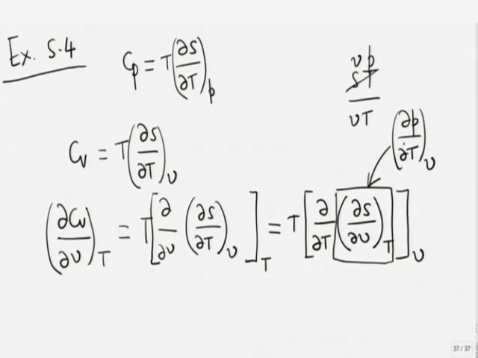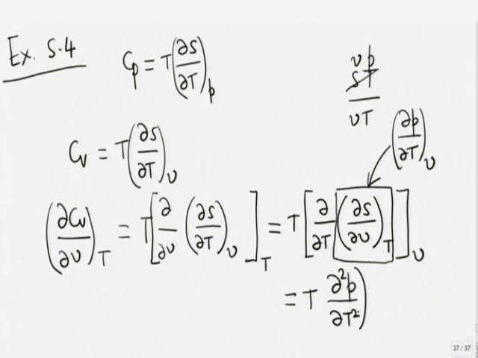So now you notice that after this replacement using Maxwell, the inner derivative is with respect to T at constant V, outer derivative is with respect to T at constant V. Same differentiation, same variable is constant, so we can confidently write this as T, second derivative of P with respect to T at constant V.